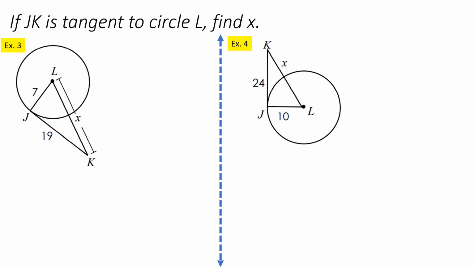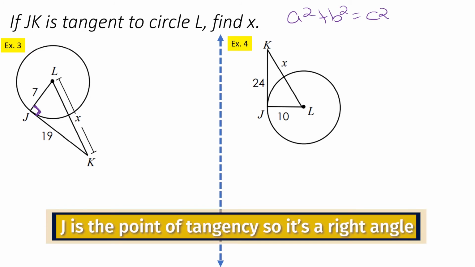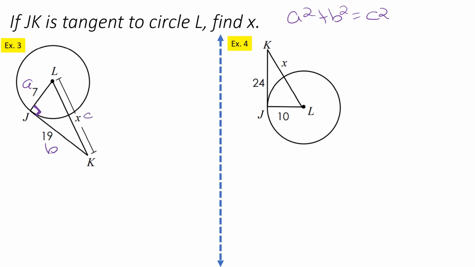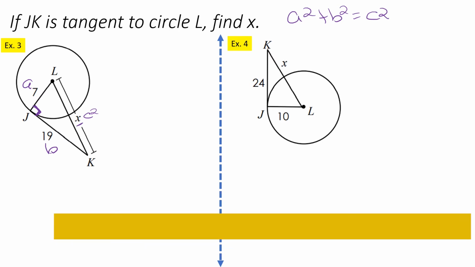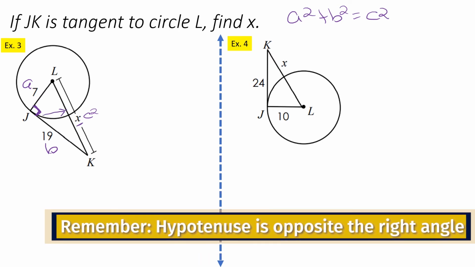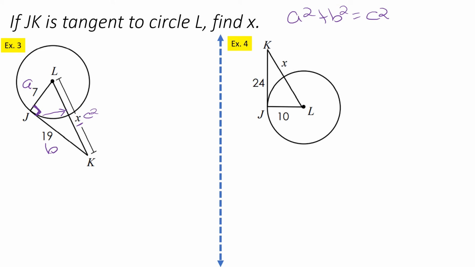So let's take a look at these two examples. It says if JK is tangent to circle L, find X. And so again, we're going to use the Pythagorean Theorem, a squared plus b squared equals c squared. And I'm going to draw this right angle here because that will make a perpendicular line there. And so I'm just going to plug it in. So 7 would be A, one of my legs. B would be 19, and C would be our hypotenuse or our x. Again, because that is opposite the right angle.